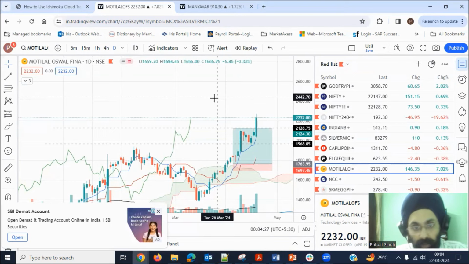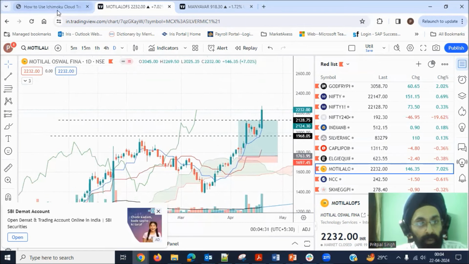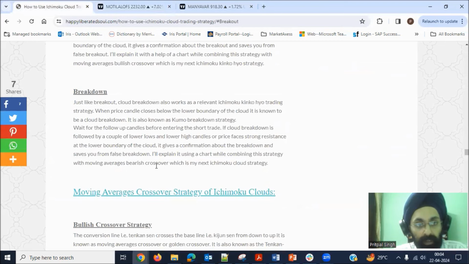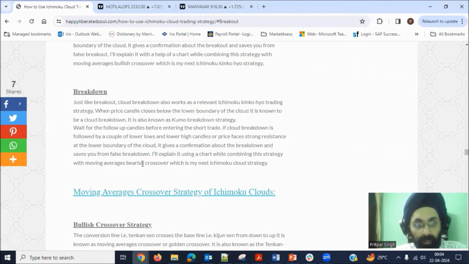So in this strategy, all we expect is that the price should close below the lower boundary of the cloud. When the price candle closes below the lower boundary of the cloud, it is known as cloud breakdown.